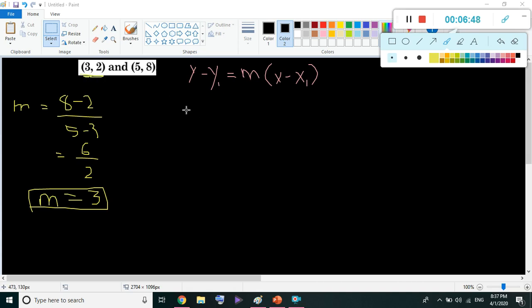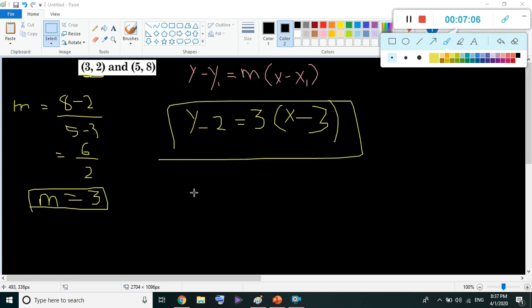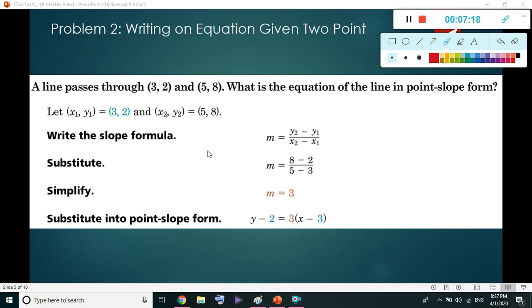It won't differ. So it's going to be y minus y1, which is 2, equals m, which we got as 3, multiplied by x minus x1, which is 3. So this is how we can make the equation of the line in the point slope form when we have 2 points. Okay, let's check our answer. First we found m equals 3, that's right. Then we substituted, they chose this point. You can choose either. So they chose this point, y minus 2 equals 3 times x minus 3, that's right.